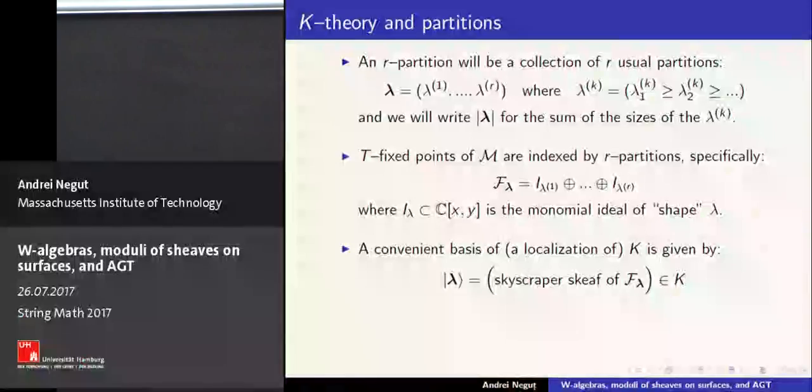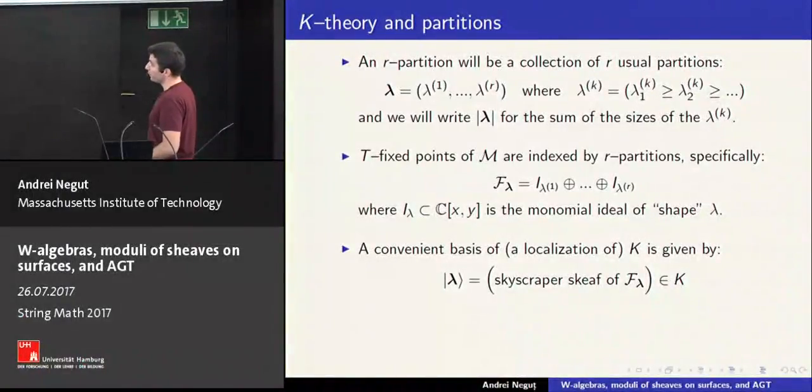So this is relevant in the context of K-theory because there is an equivariant localization theorem which says that the basis of K-theory is given by the skyscraper sheaves at the torus fixed points. So in other words, a basis of K-theory is indexed by these R tuples of partitions. And in physics, this is called the AFLT basis.